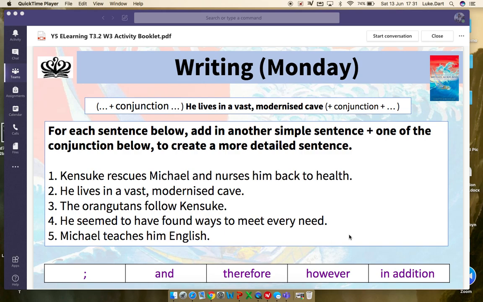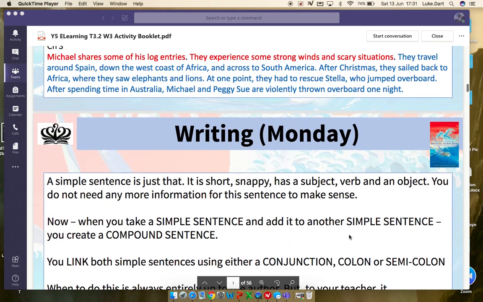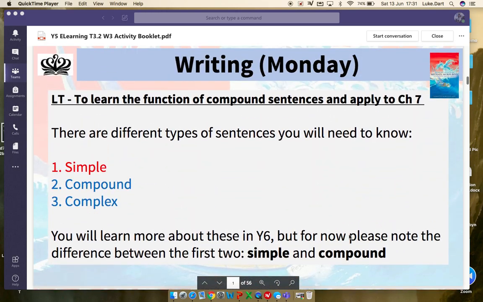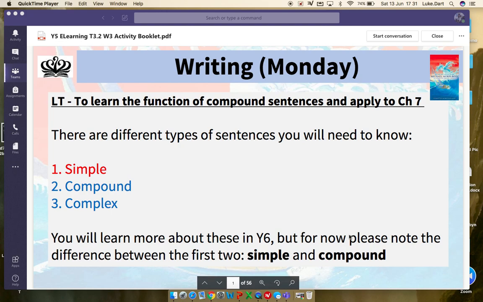Okay, so let's just go back over this again. Today, what we're doing is we're creating compound sentences. A compound sentence is made up of 2 simple sentences, which create one compound sentence with 1 full stop and 1 capital letter. Both simple sentences are joined together by a conjunction, or you can use a semicolon or a colon to create one compound sentence. Make sense? Bit tricky this, isn't it? Just you wait till you get into year 6 and talk about complex sentences. It will blow your mind.